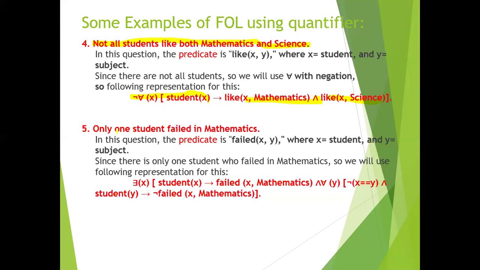Next example is only one student failed in mathematics. If you take this one, only one. With this word, we are going to use existential quantifiers. So for some X, that X should be a student. If that X is a student, he will fail in mathematics. So fail of X comma mathematics. That person will fail in mathematics.